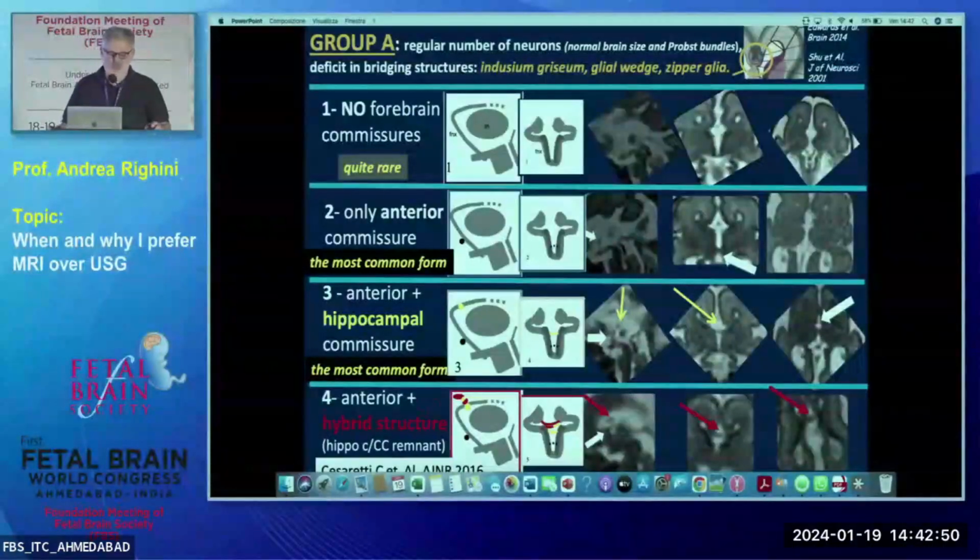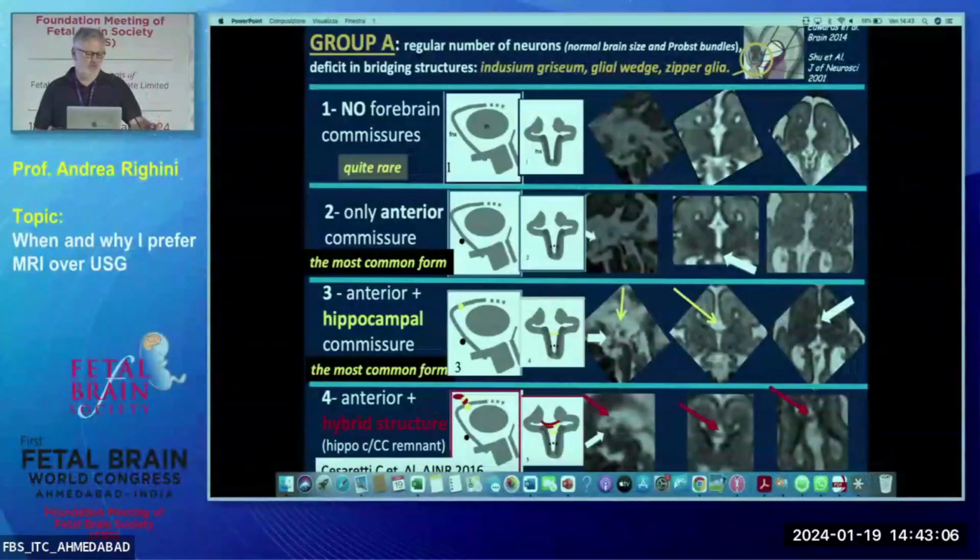So let's come to the first group very quickly. It is probably the most frequent one. You see that the brain is of normal size. What is missing are the bridging structures: the indusium griseum, the glial wedge, the glia. When they are not there, the new axons cannot cross.